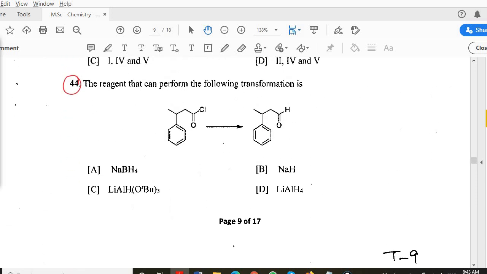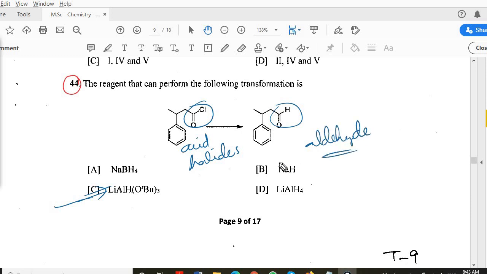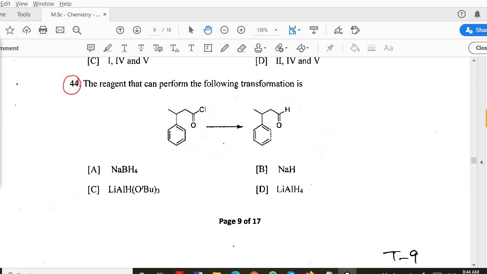Next. So this is what we discussed. Substituted lithium reagents are very specific for the conversion of acid halides to aldehydes. If you keep holding the grip of the reagents, you can directly answer these questions, which are very important for all PG entrance examinations.